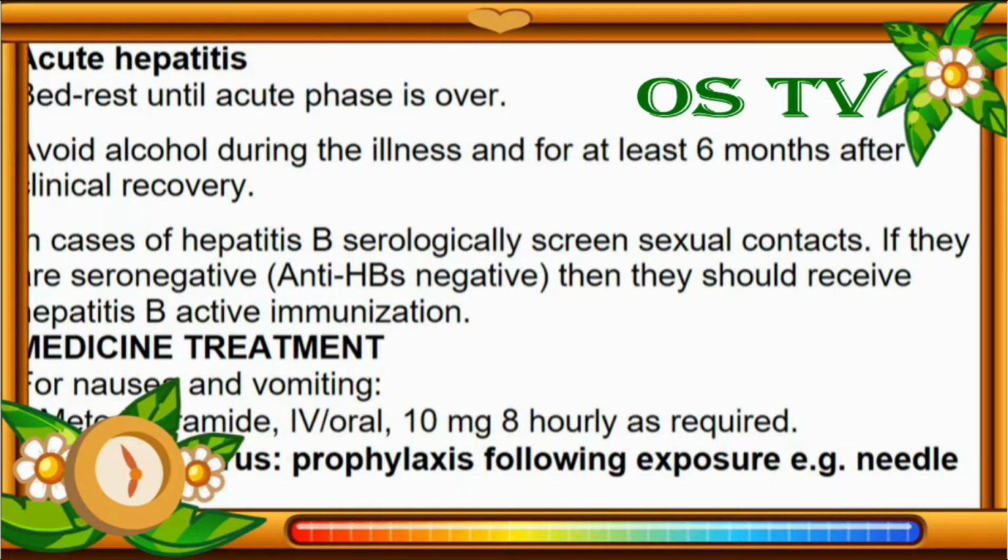In the case of hepatitis B, which can lead to chronic hepatitis, sexual contacts must be serologically screened. For example, if the husband is diagnosed with hepatitis B, then the wife must be screened immediately. That is serological screening. When the spouse is found to be seronegative, that is anti-HBs negative, then the person should be given active immunization for hepatitis B.